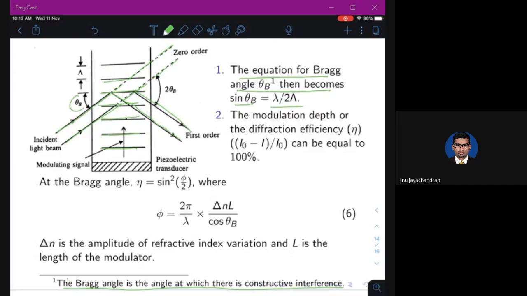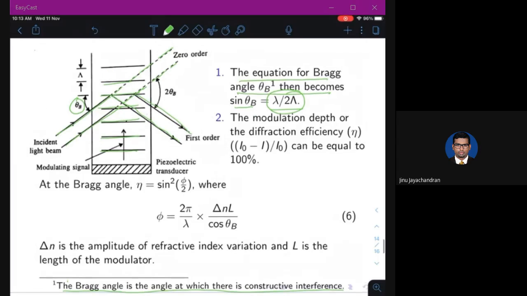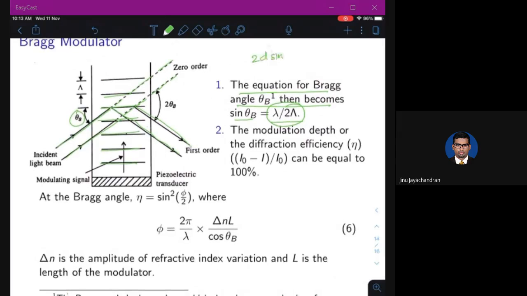So if theta b just satisfies lambda by 2 capital lambda, then there will be a constructive interference for the incident beam. And there's a big derivation for Bragg angle, as actually it is 2d sine theta is equal to n lambda, and you see that sine theta is equal to n lambda by 2d, where d is the distance between any two wavefronts. So d is here capital lambda. That's how you can derive that. So this is Bragg's law, from which you can derive.